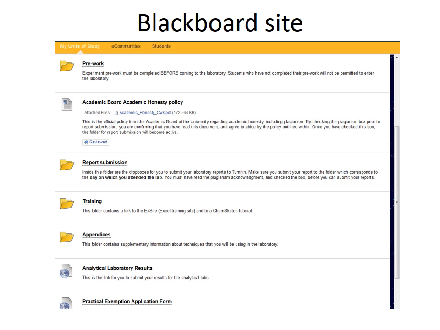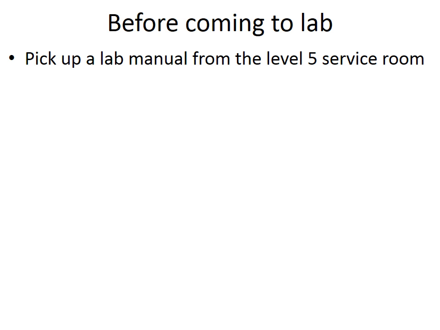Make sure you familiarise yourself with the lab program folder on Blackboard, as it contains all the essential information you will need for the course, including pre-work quizzes, the folder for report submission, and other important information like appendices on lab techniques. This year, you're expected to use ChemSketch or a similar structure drawing program, and Excel or a similar graphing program. Information about these can be found in the training folder. The first thing to do as soon as you can is to pick up a lab manual from the Level 5 service room. This lab manual contains all the important information you need to know about labs, so make sure you read through it thoroughly.